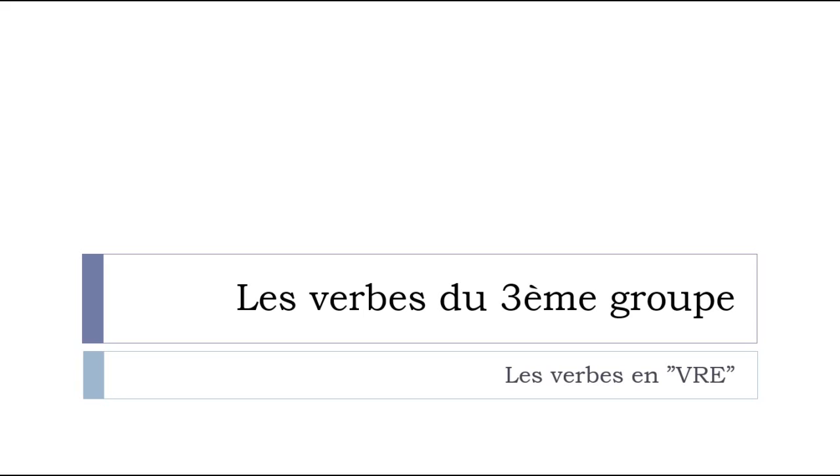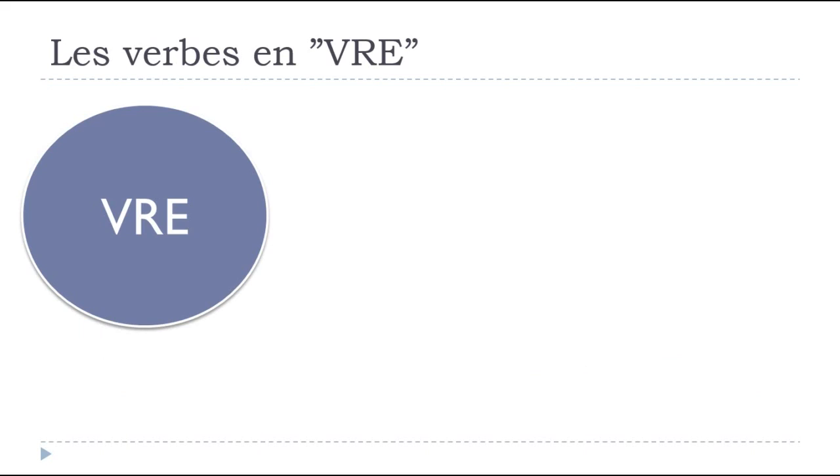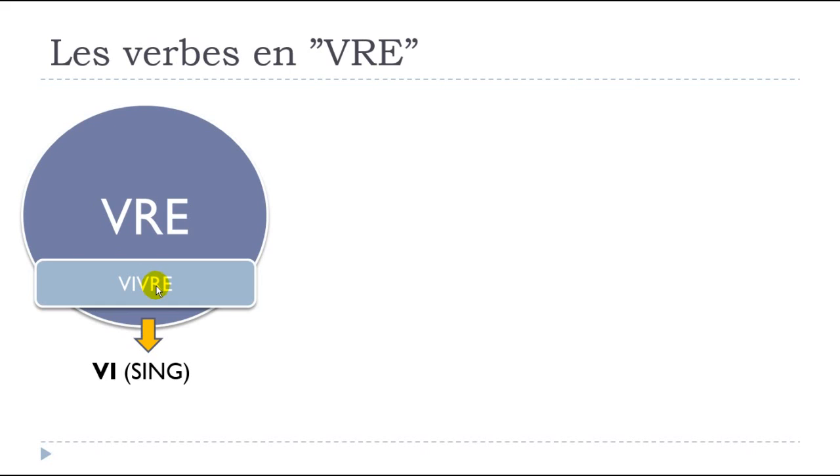Les verbes du troisième groupe, and more precisely, we'll see together how to conjugate at the present form the verbs ending with VRE. So let's see that together. The example I wanted to take is quite useful because it's vivre, and vivre means to live. The tricky thing that you've got to keep in mind with this group of verbs is that it will have two stems or two roots. We'll see practically what it means.